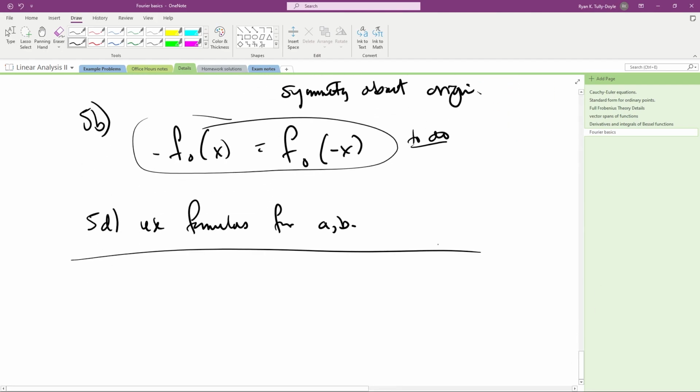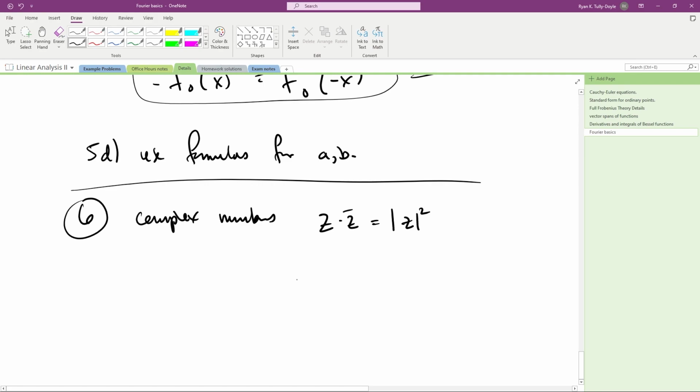Okay, so for the complex number questions, this is question 6. This is about complex numbers. Generally, when you're working with complex numbers, if you don't understand what's going on, you rewrite the complex numbers in the form a plus ib. So if I ask you to show me that z times z bar is equal to the absolute value of z squared, the way that you do that is you just write down z is equal to a plus ib and do algebra.